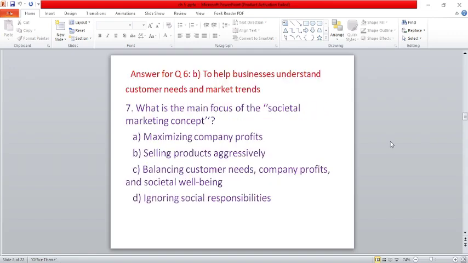Question number 7. What is the main focus of the societal marketing concept? A. Maximizing company's profits. B. Selling products aggressively. C. Balancing customer needs, company's profit, and social well-being. D. Ignoring social responsibility. The answer for question number 7 is C. Balancing customer needs, company profits, and social well-being.